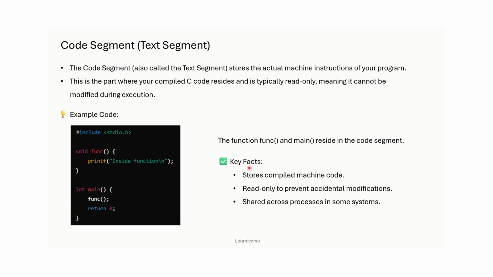And some important facts about code segment. For example, it stores compiled machine code that we need to remember, and also it is a read-only section, mainly to avoid accidental modifications, and it is shared across processes in some systems. These are some of the important facts that we need to remember as part of code segment.